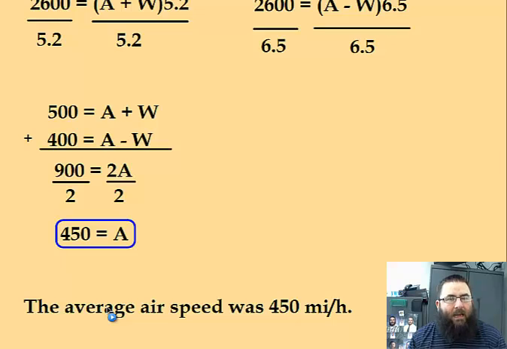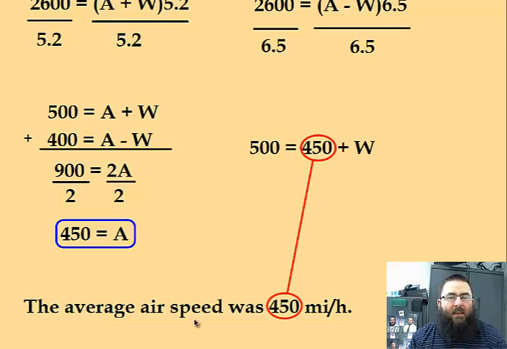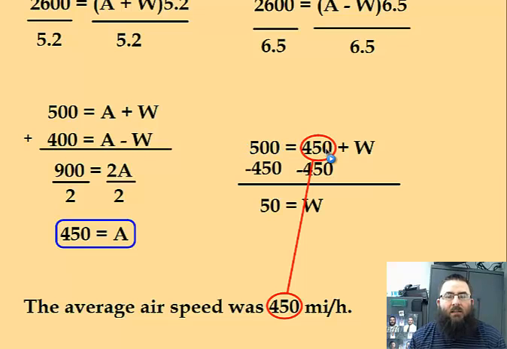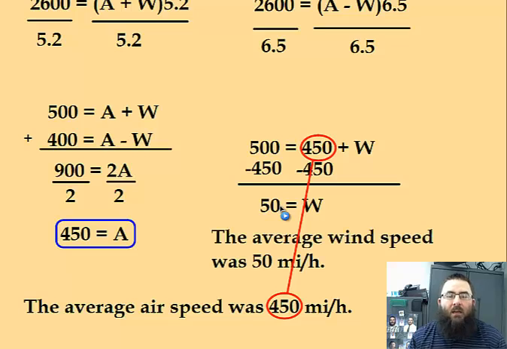Now, what about the wind speed? How can we get that? Well, you can take that 450 and substitute it back in for A. Either one of the equations will work. I chose the top one, and then you do your subtraction from both sides, and you get an answer of 50. The average wind speed would be 50 miles per hour.